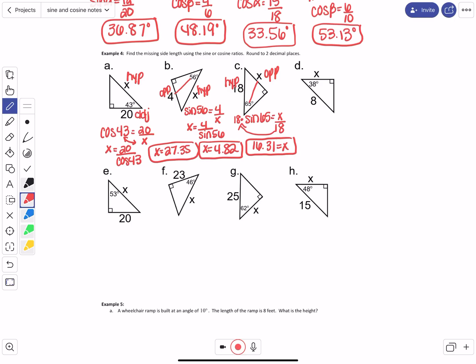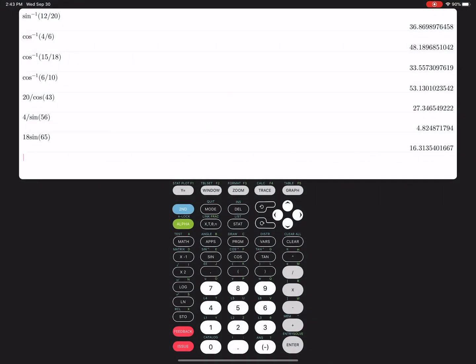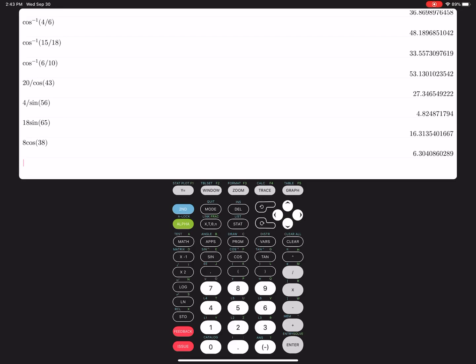Okay, so here 8 is my hypotenuse, and then x is adjacent because it's right there close to the 38. I know it's close to it, so it's adjacent. So therefore, I'm using cosine. Cosine uses adjacent. Cosine of 38 is x over 8 because hypotenuse always goes on the bottom. So 8 goes up and over, so I'm multiplying. 8 times cosine of 38 is 6.30.